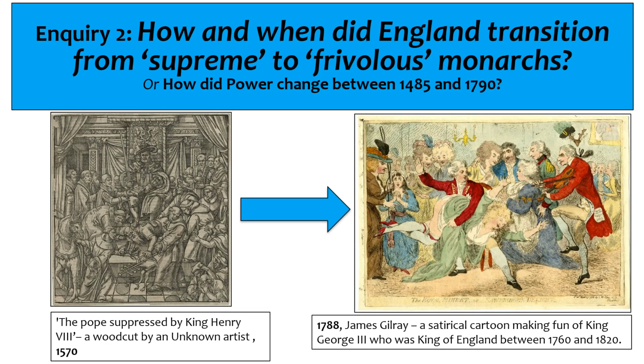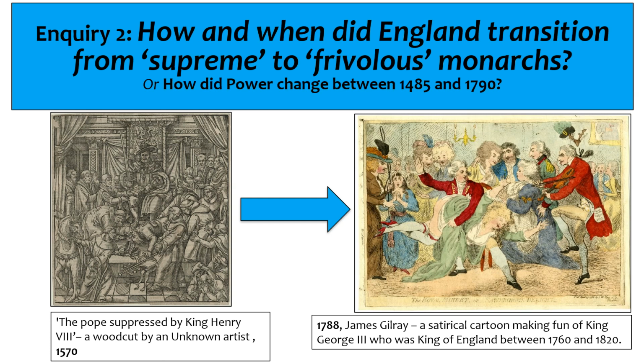The second question is this one: how and when did England transition from supreme to frivolous monarchs? On the left-hand side, we have one of those many famous images of Henry VIII with his feet on Pope Clement, showing his supreme authority. And I didn't use that word supreme by chance. That is a crucial word if we remember the Act of Supremacy. Henry VIII was a powerful monarch.